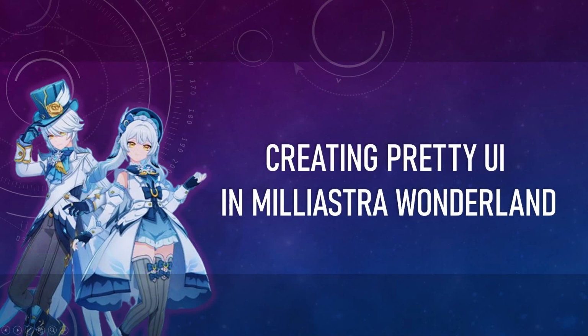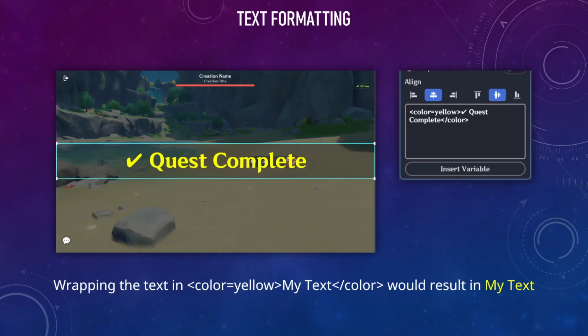Hello guys, in this quick video I'm going to show you how you can make a prettier UI in Milliastra Wonderland. So the first thing that I want to show you is the text formatting. We can wrap the text in a color tag, like <color=yellow>, just like in the image here.